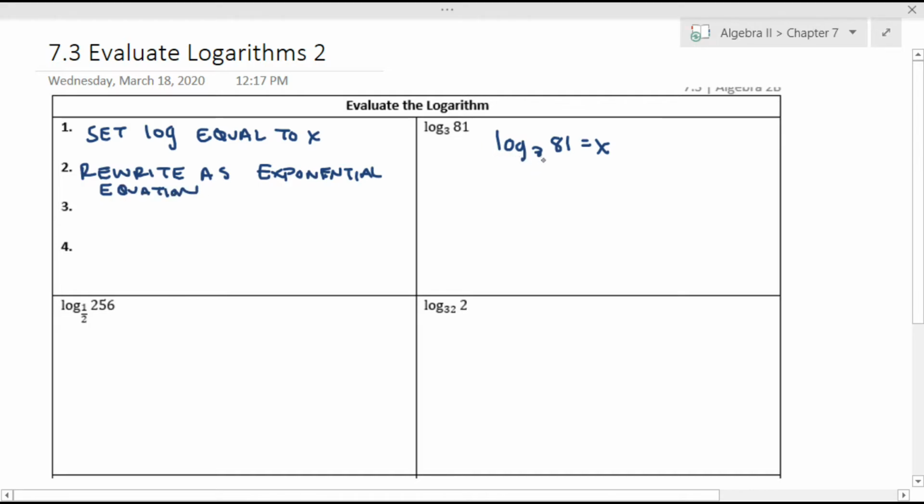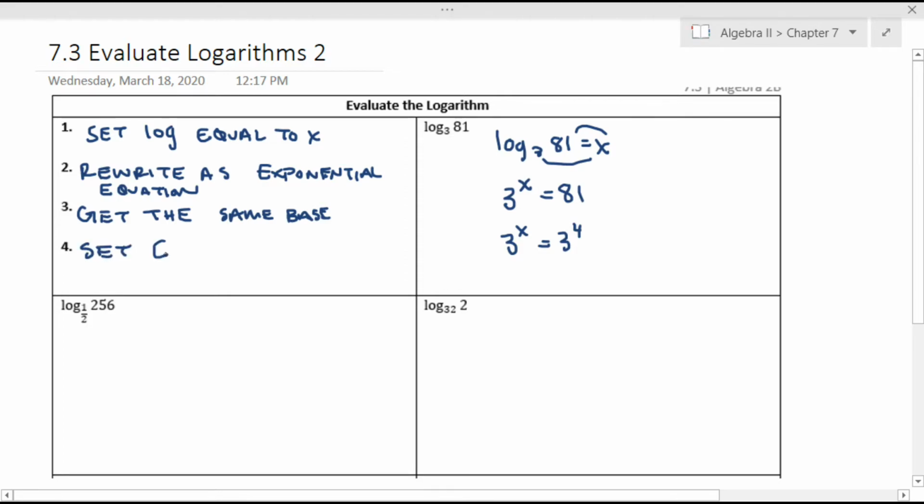So that would be 3 to the power of x is equal to 81. Now this looks like a problem we've seen before. We're going to get the same base. So 3 to the power of x doesn't need to be changed, but 3 to what power is 81? It's 3 to the 4th. And then we set exponents equal to each other and solve.